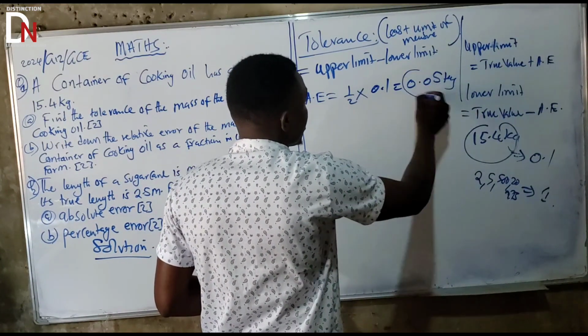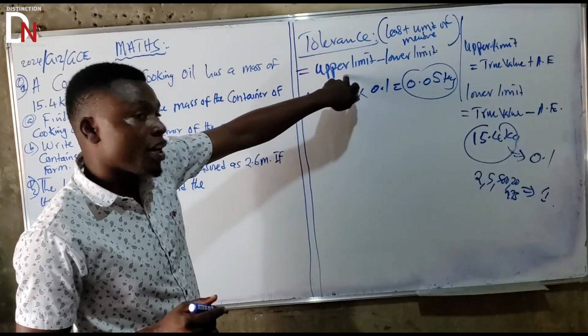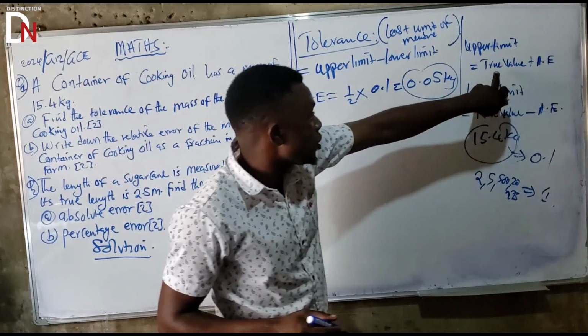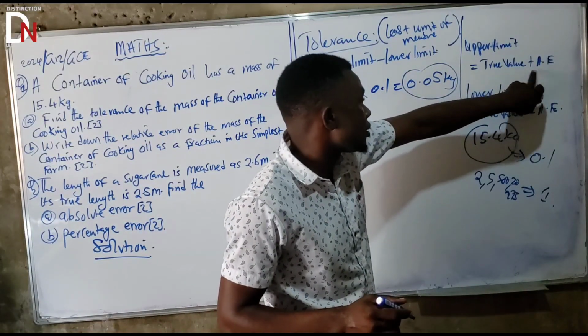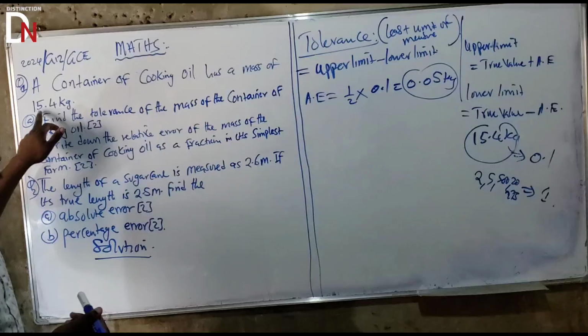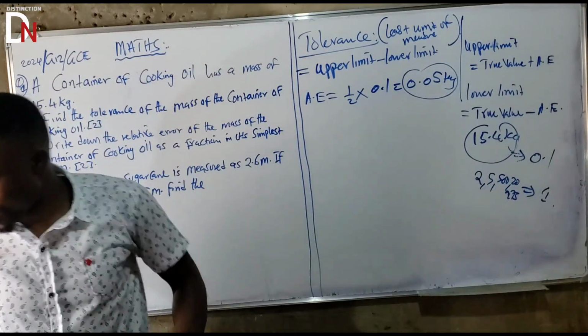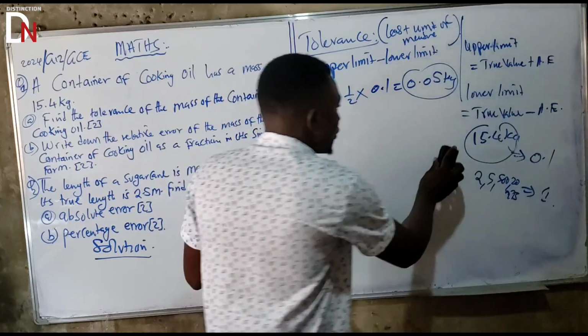So basically, this is the absolute error. Now, for me to find the upper limit, I'll say true value plus the absolute error. My true value is what I've been given, in this case it is 15.4 kg.